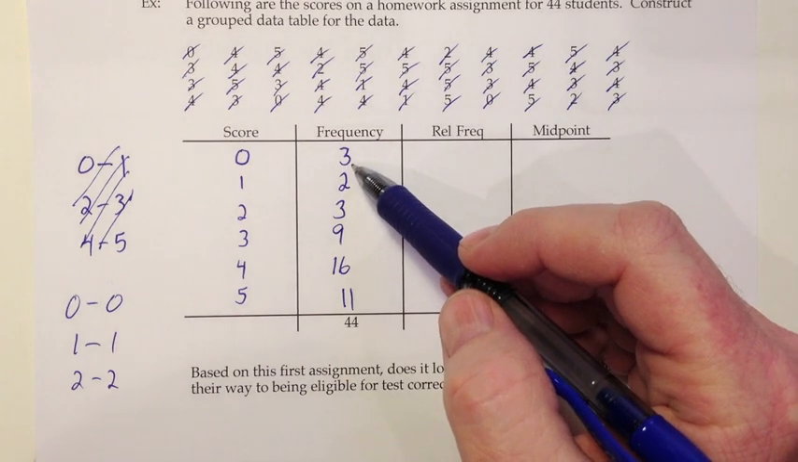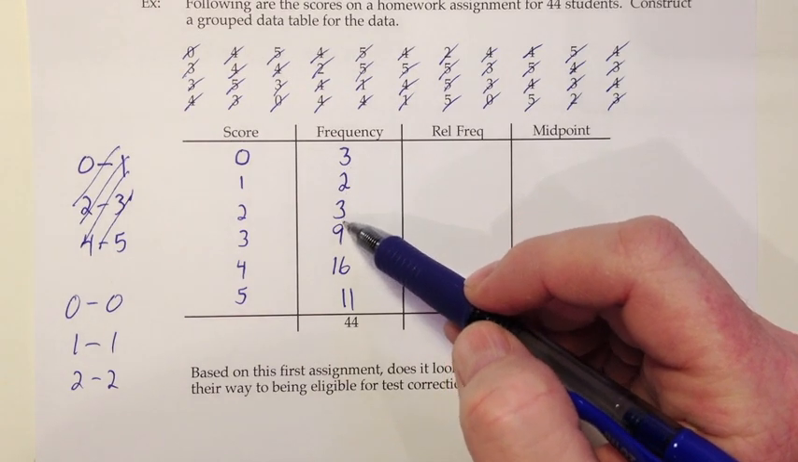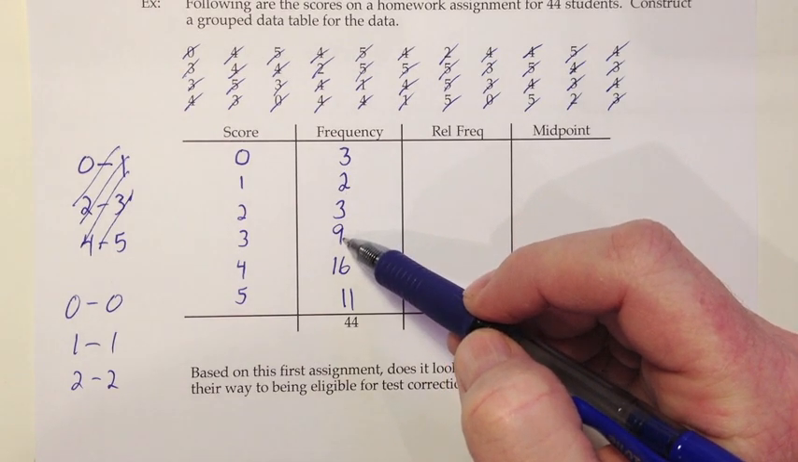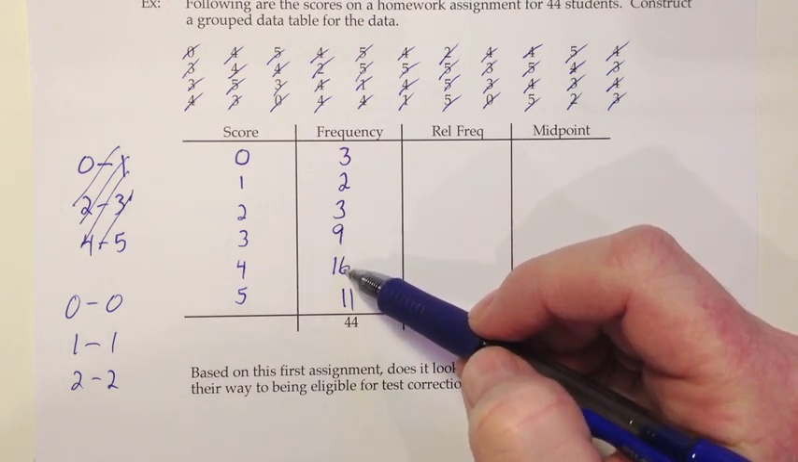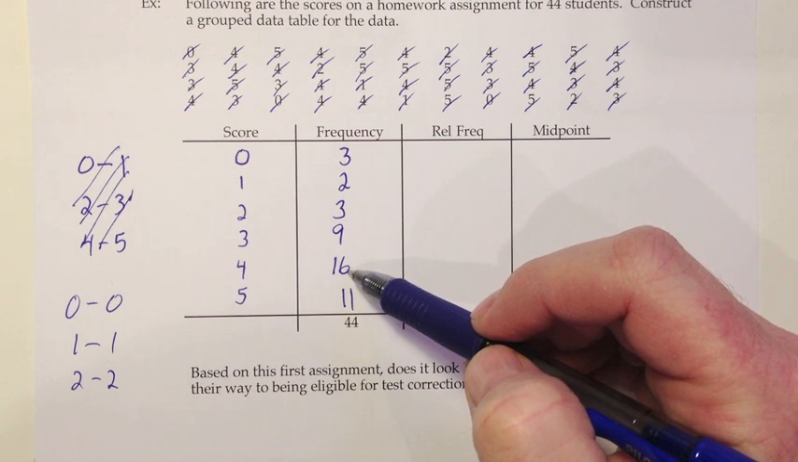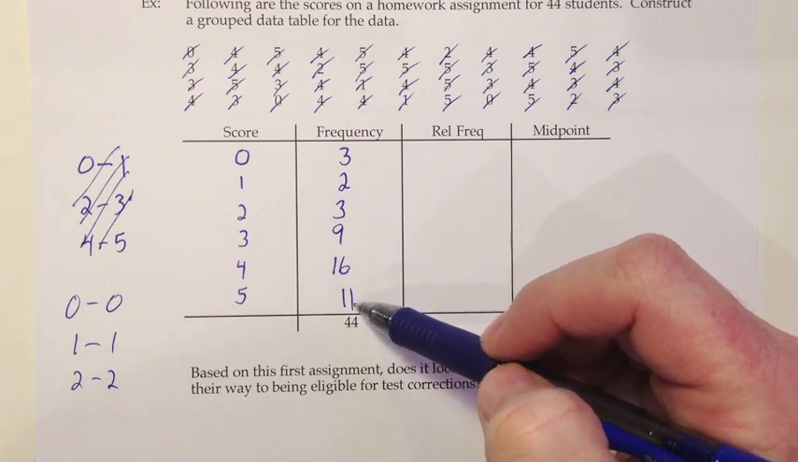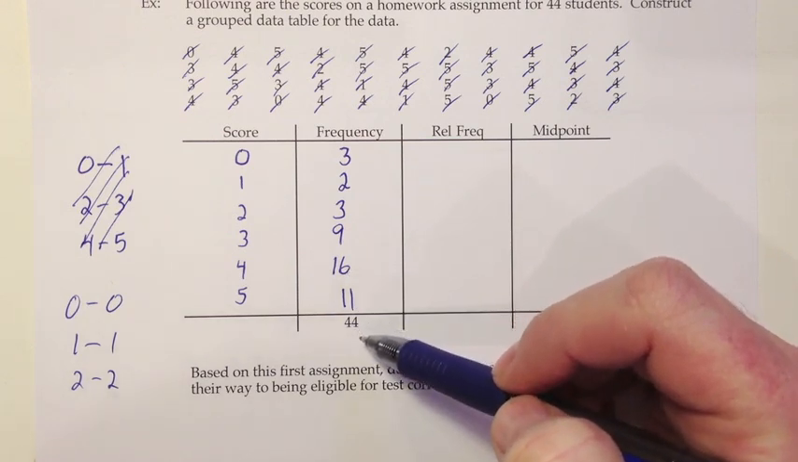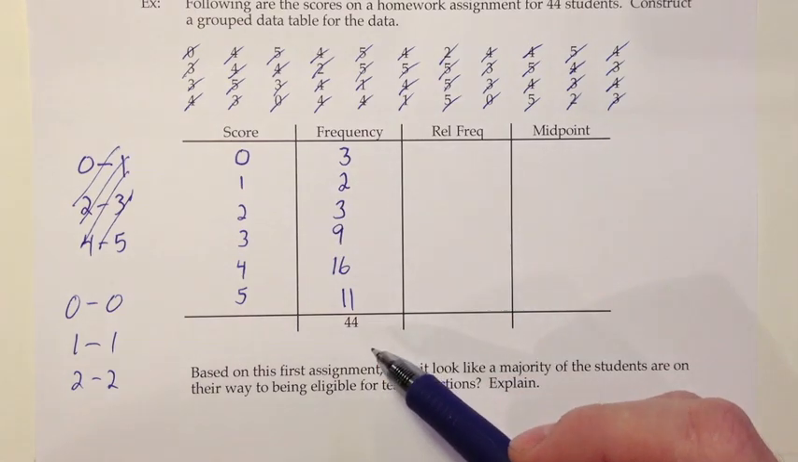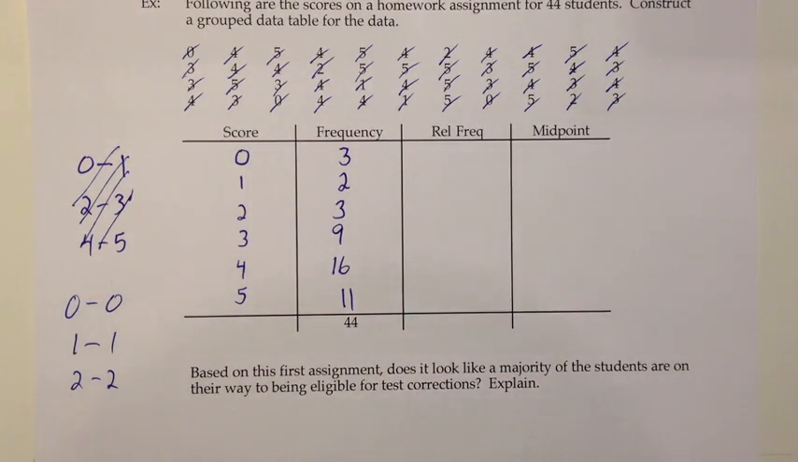And the way I would double check that is to add them up. So I have 3 plus 2 is 5, plus 3 is 8, plus 9 would be 17, plus the 16 would be 33, plus the 11 would be 44. So that's the right total. So I think I've got everything. Alright, so we're finished with those frequencies.